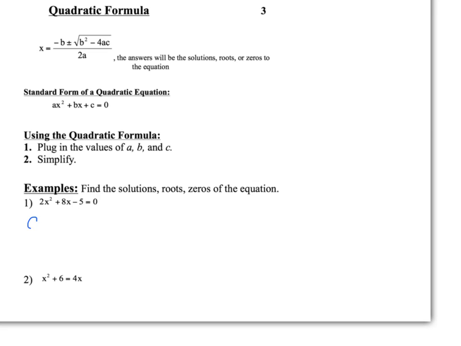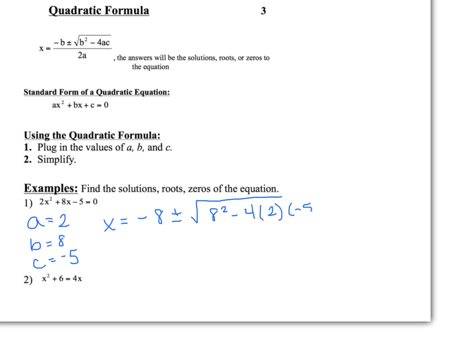Okay, so if I'm doing the quadratic formula, I need to write out my a, my b, and my c terms. So 2 is a, 8 is b, c is -5, and then I want to fill into my quadratic formula. So my quadratic formula is -b, so it would be -8, plus or minus the square root of b squared, so 8 squared, minus 4 times a times c, so 4 times 2 times -5, all divided by 2 times a, which would be 2 times 2.